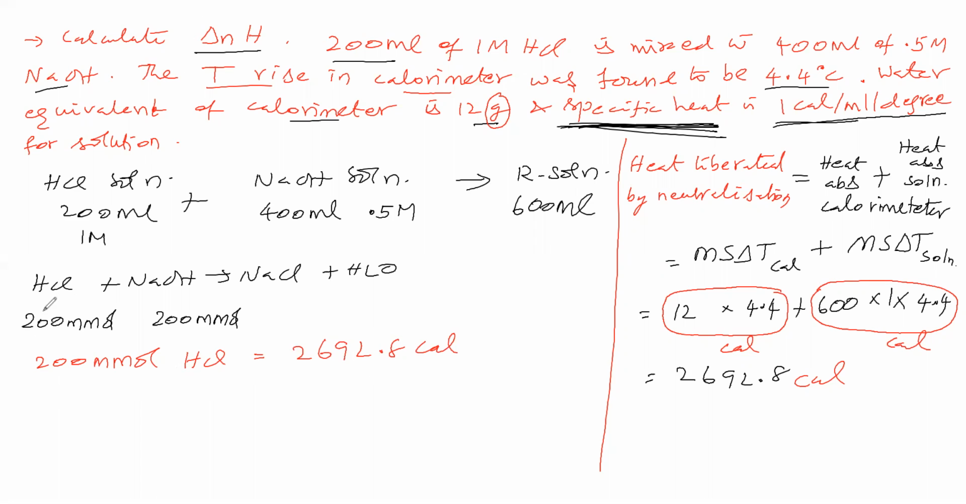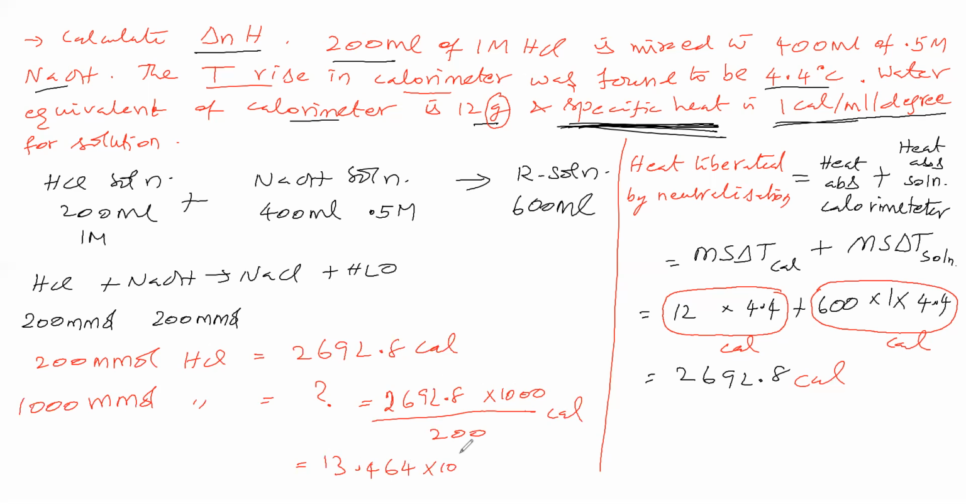Enthalpy of neutralization means 1 gram equivalent of HCl should react. 1 gram equivalent of HCl means 1 mole of HCl, which means 1000 millimole of HCl. 1000 millimole of HCl on neutralization with base releases how much heat? That is 2692.8 calories into 1000 by 200 calories. So we will simplify this. How much are we getting? That is 13.464 into 1000 calories.